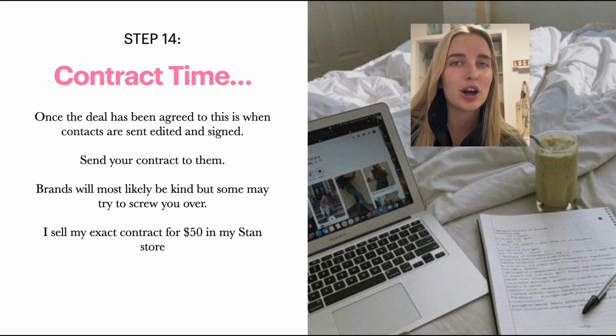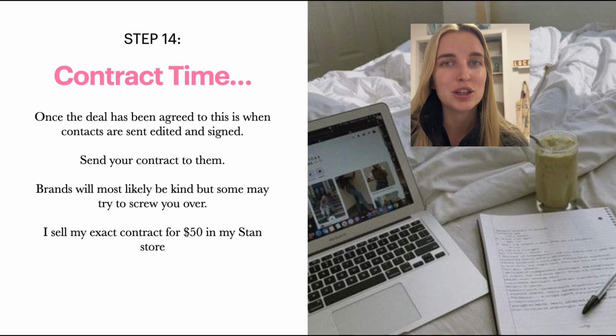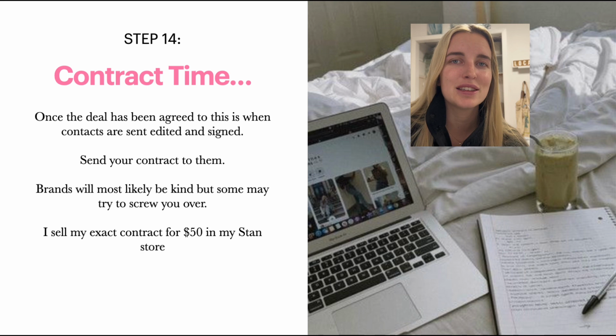I'm going to do a whole mini crash course on contracts because they are so complex, and of course they actually probably matter the most in UGC creation. And it's a thing that I find creators just kind of gloss right over and then they end up getting screwed in the end. So contracts are extremely important.